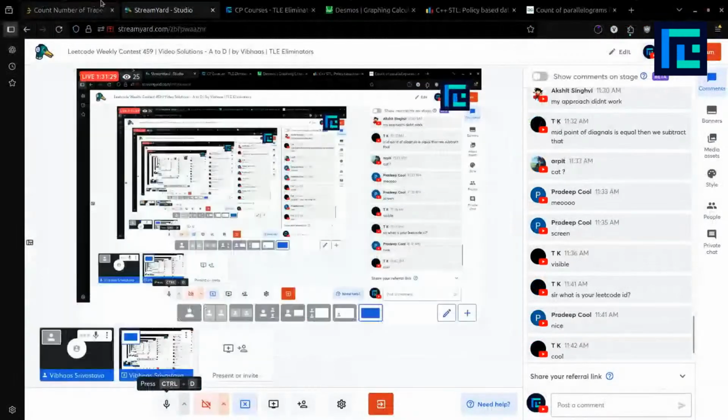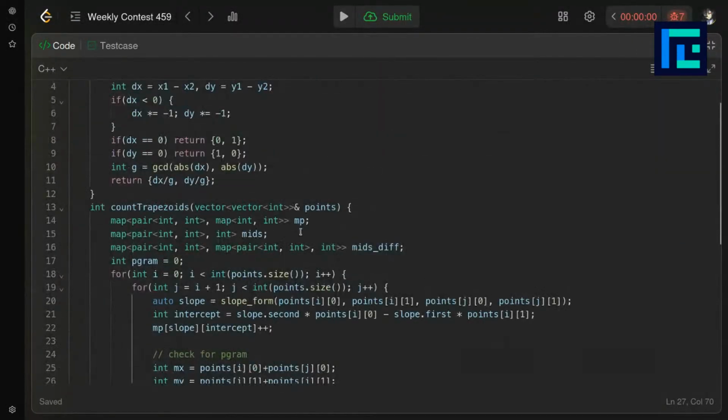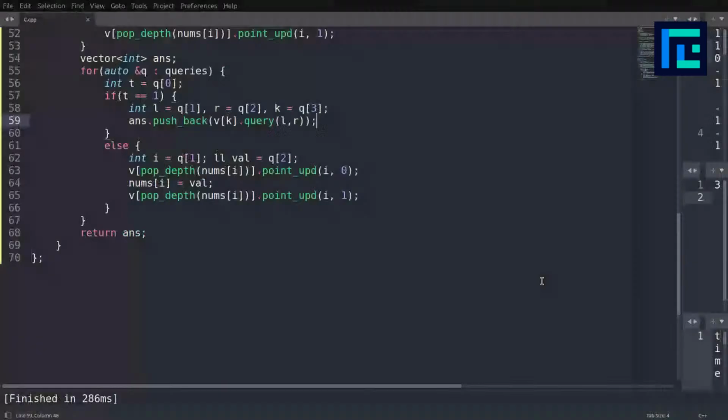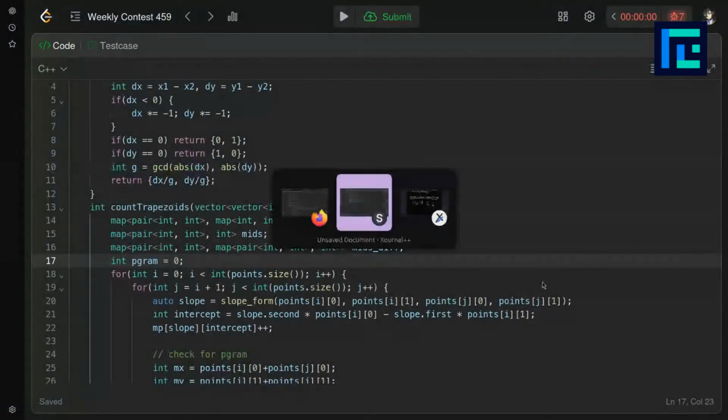So that's how we solve problem D. Okay, and what is the time complexity? Well, we have a bunch of maps and each map can store up to n squared elements, right? The total number of lines is n squared. So each map can store up to n squared elements.